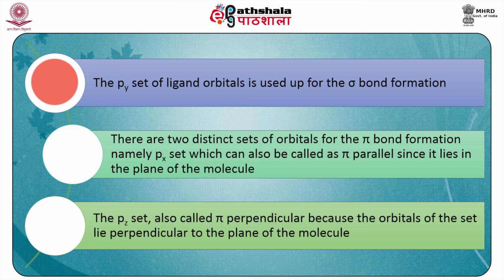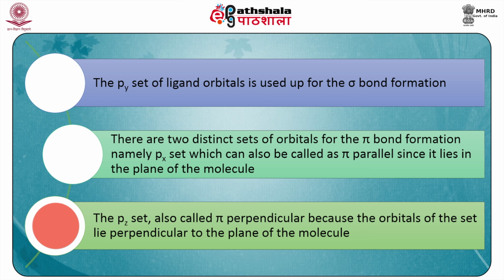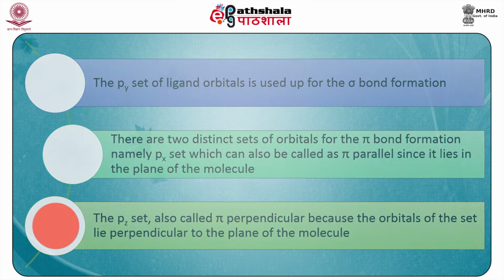The py set of ligand orbitals is used up for the sigma bond formation. There are two distinct sets of orbitals for the pi bond formation, namely the px set, which can also be called pi parallel since it lies in the plane of the molecule, and the other is the pz set, also called pi perpendicular because the orbitals of the set lie perpendicular to the plane of the molecule.